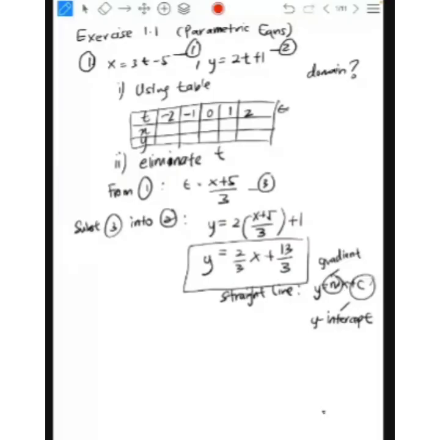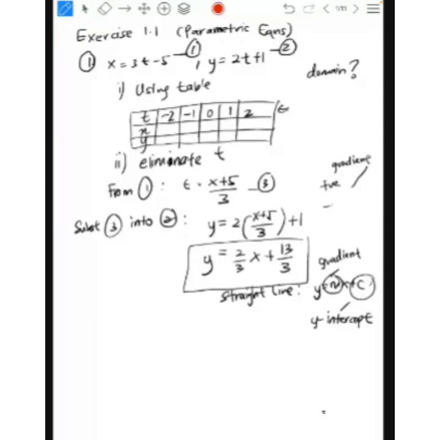If you look at this equation, this is a straight line equation in terms of y equals mx plus c, whereby m is the gradient, if you still remember, and c is the y-intercept. So we have a straight line in which y equals 2 over 3 x plus 13 over 3. Our gradient m is 2/3, which is positive. When the gradient is positive, the line goes up like this, and when it is negative, it goes down like this.